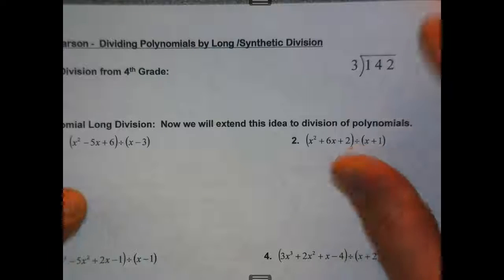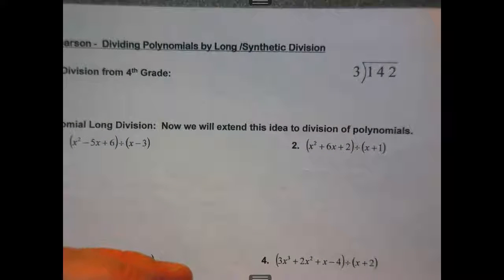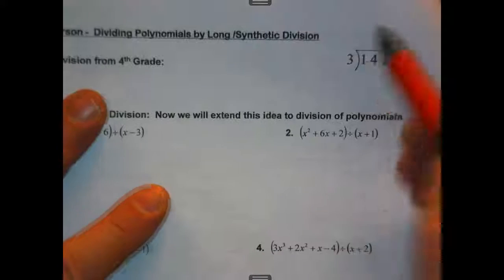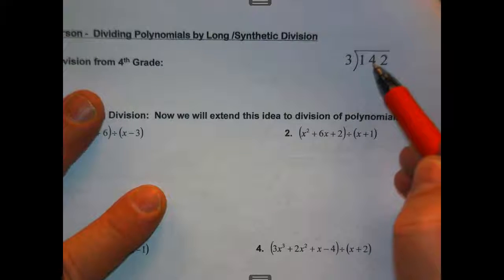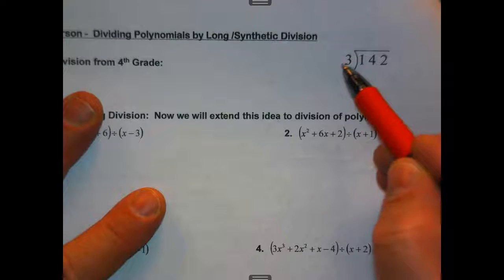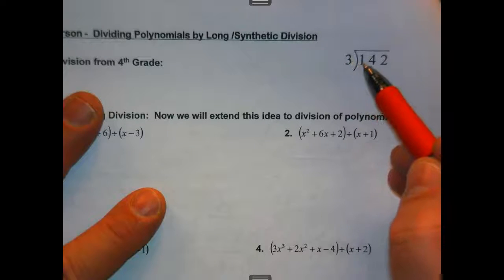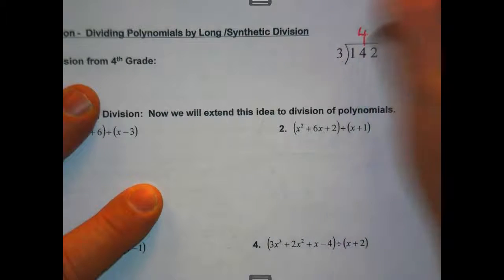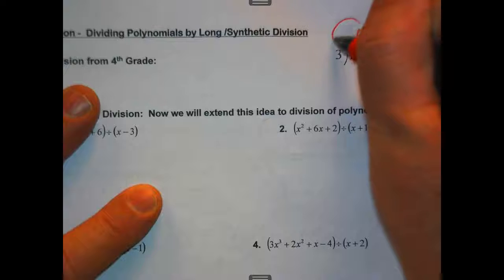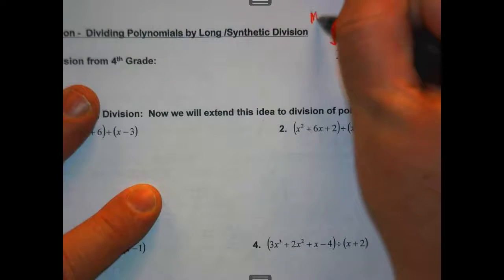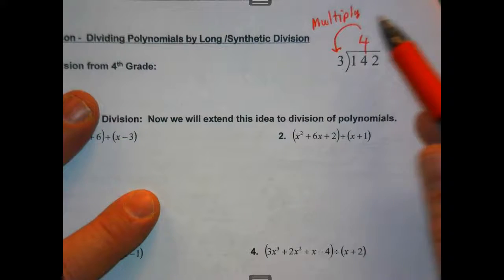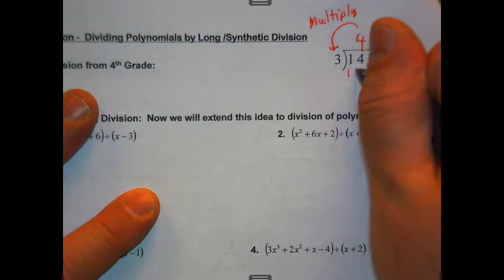All right, do you guys remember how to divide 142 by 3? Okay. You can't divide 1 by 3, so then you look at the next number, 14. How many 3s are in 14? 4. Then you take the 4 and you multiply by the 3. 4 times 3 is 12.